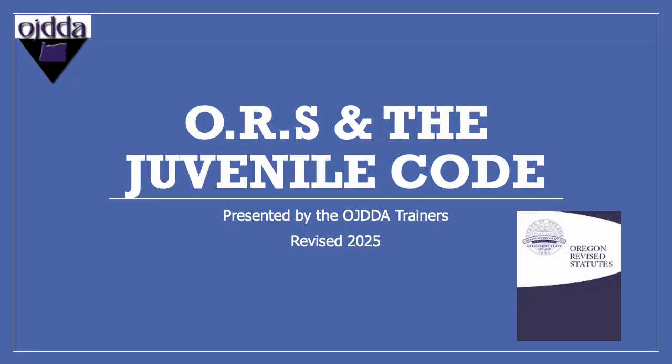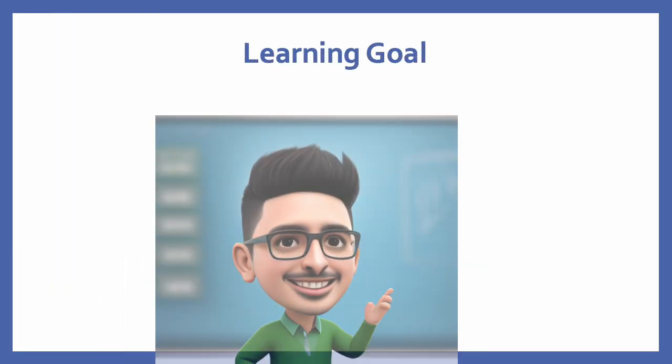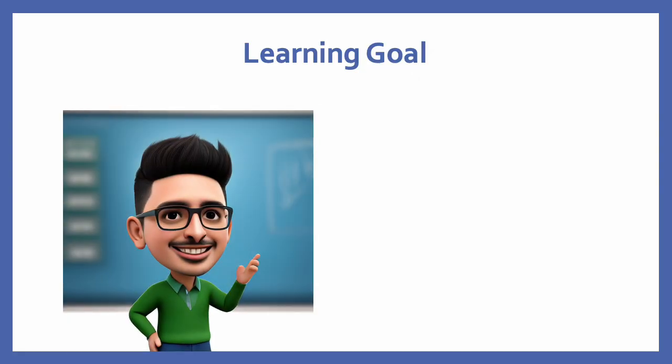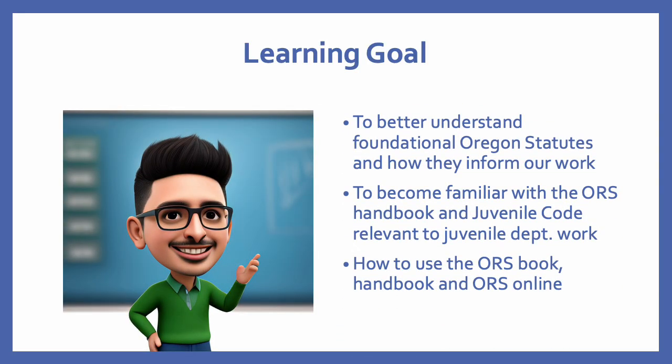Today, we are going to be talking about the Oregon Revised Statutes and the Juvenile Code. The learning goal for today is to better understand foundational Oregon statutes and how they inform our work, to become familiar with the O.R.S. handbook and Juvenile Code relevant to juvenile department work, and how to use the O.R.S. book, handbook, and O.R.S. online.